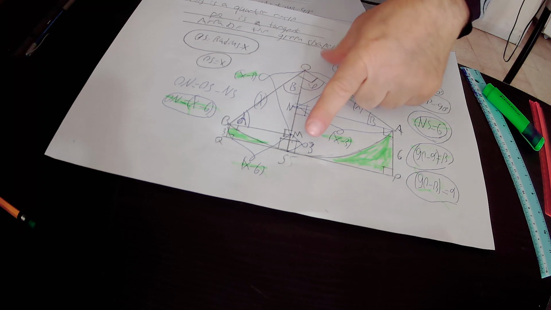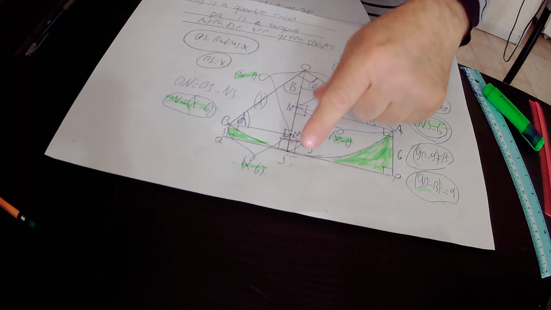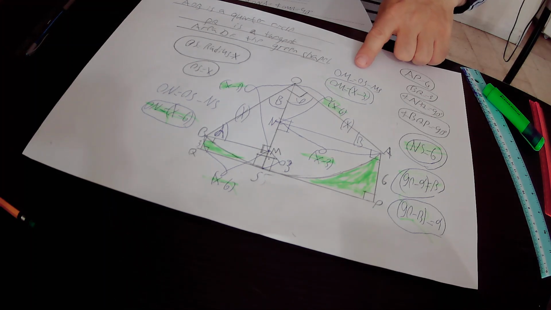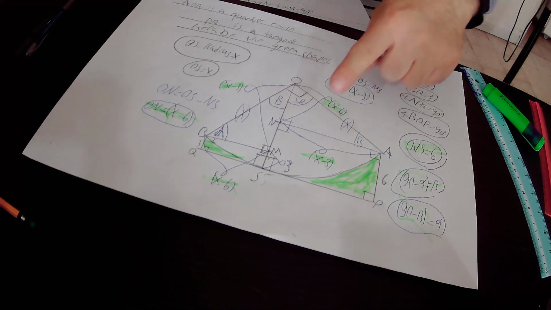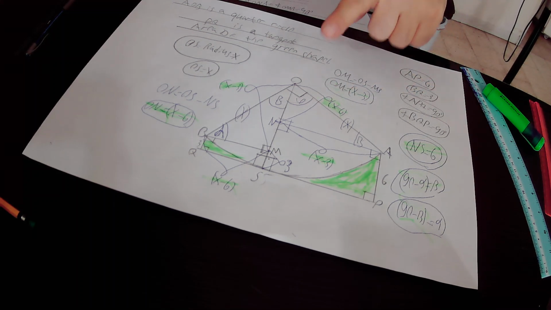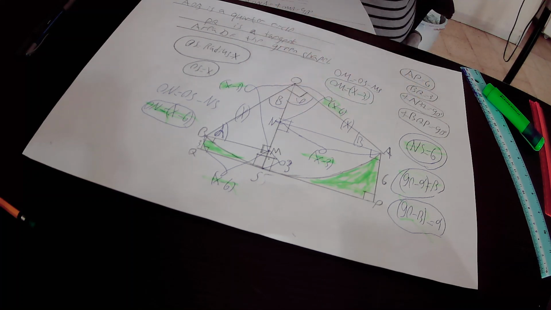OM equals OS minus MS. So OM equals OS, that is X, minus MS, that is 3. So in total, OM equals X minus 3.